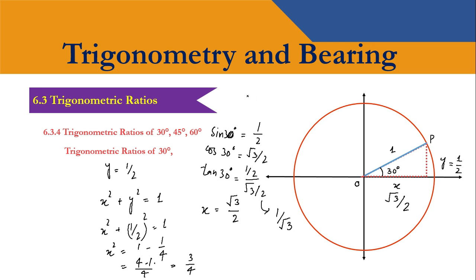The cosecant 30 should be the reciprocal of sine 30 degrees, so its reciprocal is equal to 2. Similarly, the secant 30 degrees is the reciprocal of cos 30, which is equal to 2 over root 3, and the cot 30 is the reciprocal of tan 30 degrees, which is equal to root 3. So in this way we can calculate the trigonometric ratios with the help of our unit circle equation.